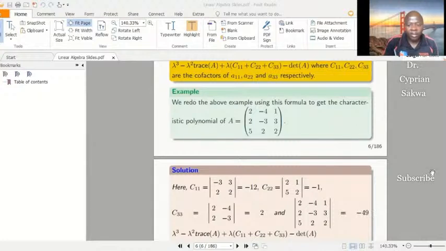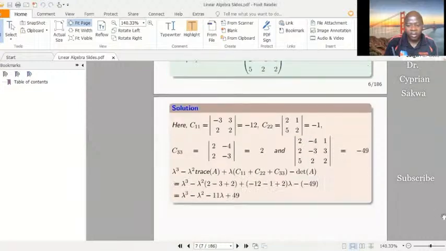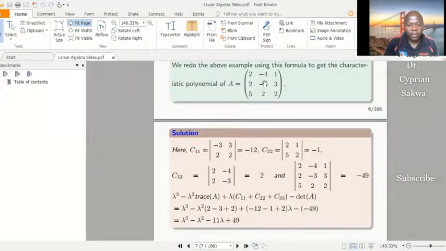So what follows is to get the characteristic polynomial. Our formula says that the characteristic polynomial is given by lambda cubed minus lambda squared times the trace of A, plus lambda times the sum of the cofactors of the leading diagonal, and then minus the determinant of A. The trace is the sum of the elements along the leading diagonal, so it is 2 plus negative 3 plus 2, and that is positive 1.